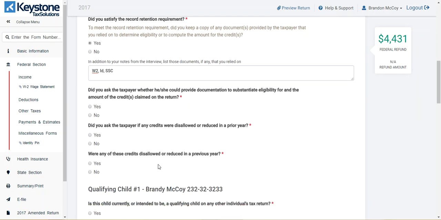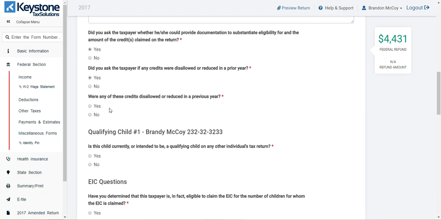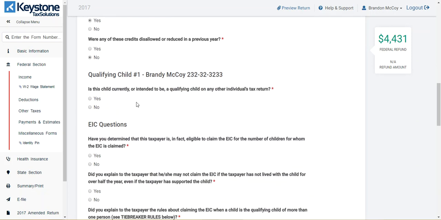The next question: did you ask the taxpayer whether he or she could provide documentation to substantiate eligibility for and the amount of credit claimed on the return? Yes. Did you ask the taxpayer if any credits were disallowed or reduced in prior year? Yes. And it's going to ask if any of those credits were disallowed or reduced. No. If it was yes, of course you're going to click yes on that question. And it's going to ask you about the dependent. Is this child currently or intended to be a qualifying child of any other individual's tax return? No.